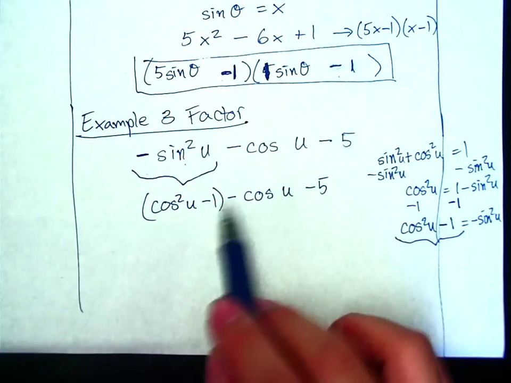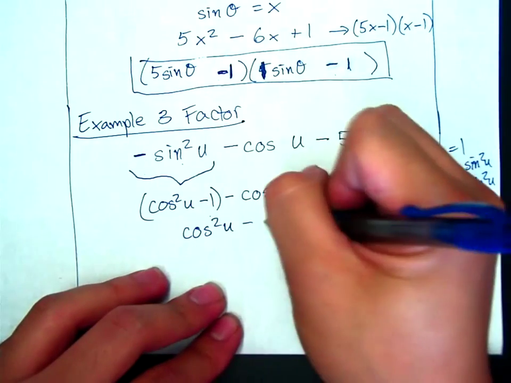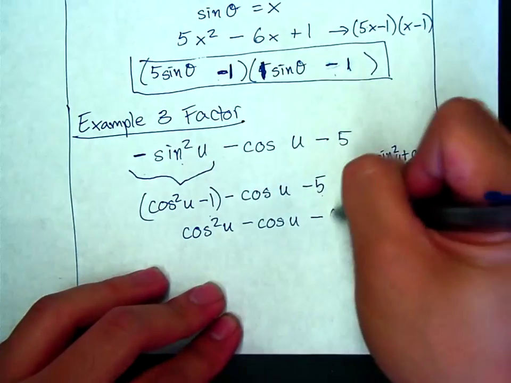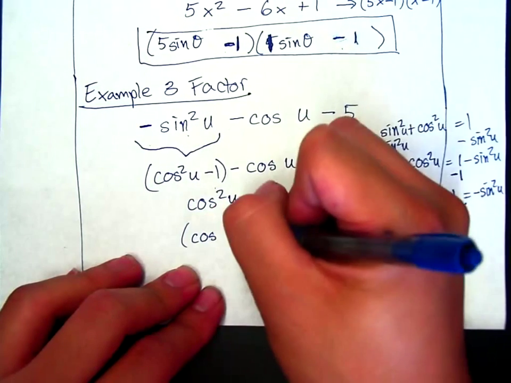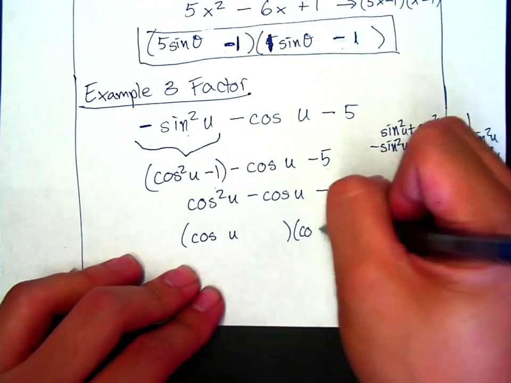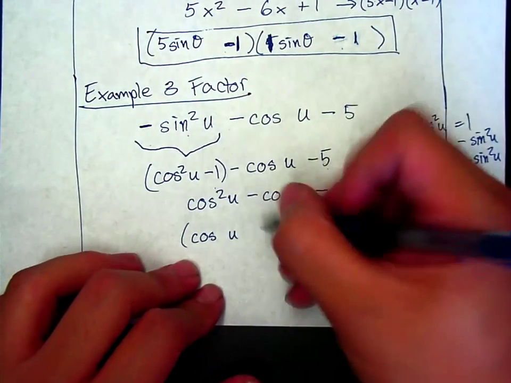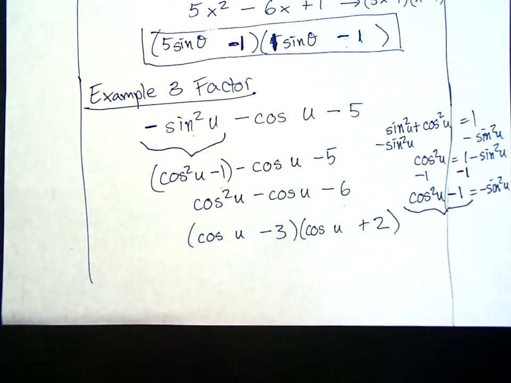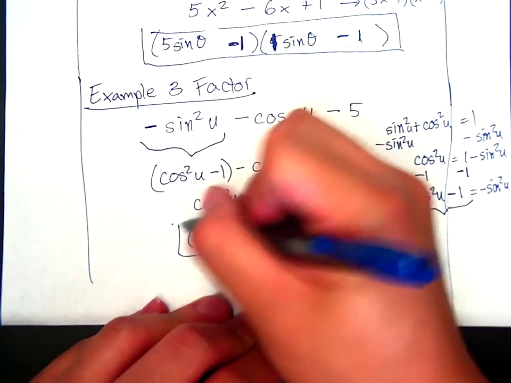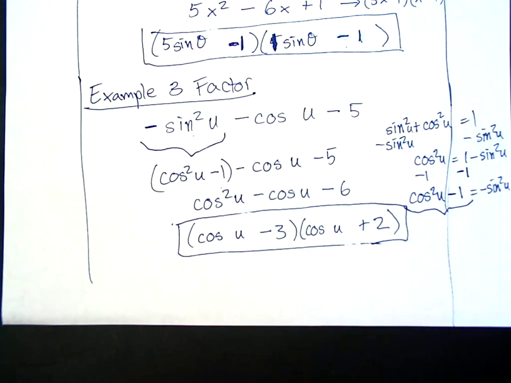So at this point, I do need to combine like terms, the negative 1, negative 5. I have cosine squared u minus cosine of u minus 6. From there, I'm going to factor. So I have cosine of u over here, and I have cosine of u over here. I have a negative 6, and I need a negative 1 in the middle, so it's got to be negative 3 plus 2. All right, so that's actually the completely factored form after we had converted one of the trig functions into its separate identity. And that's pretty much how you go about it.